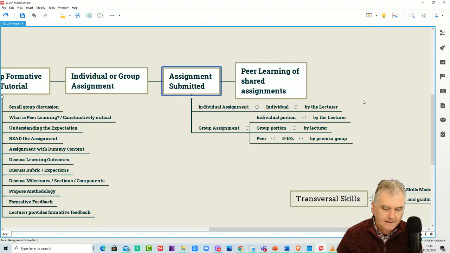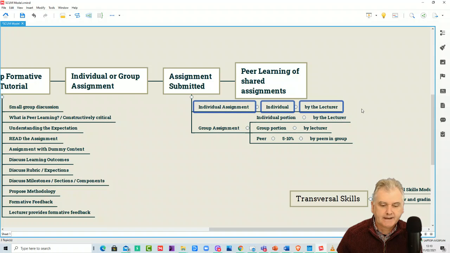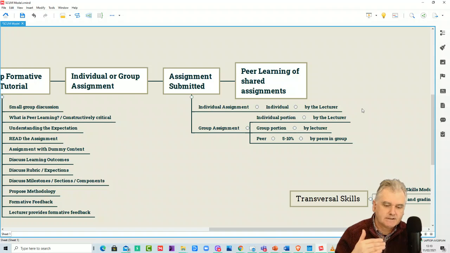So it's either an individual assignment that's submitted and assessed by the lecturer based on the criteria, but it's individual. The other one could be a group assignment, which will have an individual portion corrected by the lecturer, a group portion corrected by the lecturer, and then a peer portion, probably 5 or 10%, done by the peers based on a defined criteria as well, which looks at levels of engagement, the ability for somebody to come with solutions, participation, all that kind of stuff.